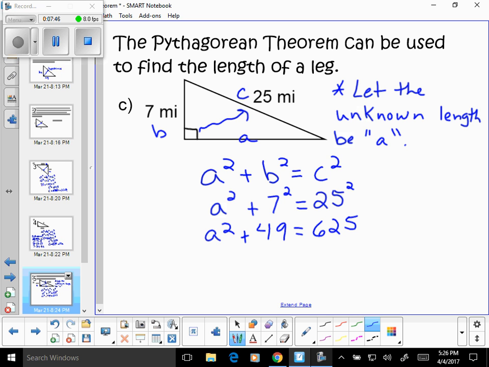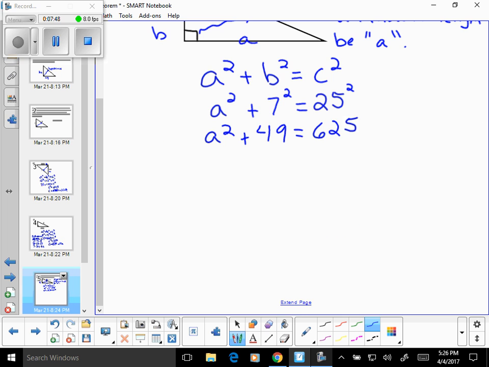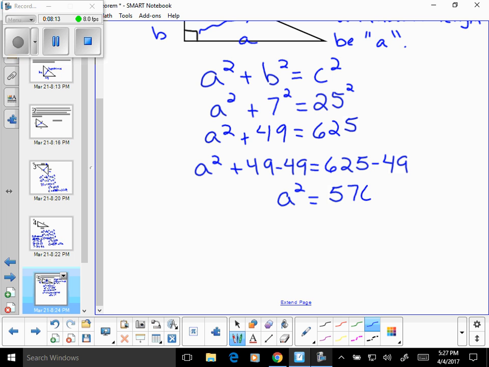Now take a good look at what you have. You have an equation here. You have a regular addition equation, except that instead of an x, you have an a squared. Therefore, I have to subtract that constant of 49 from both sides. I need to undo it because I need to get a squared by itself. Now I have a squared is going to be 576.